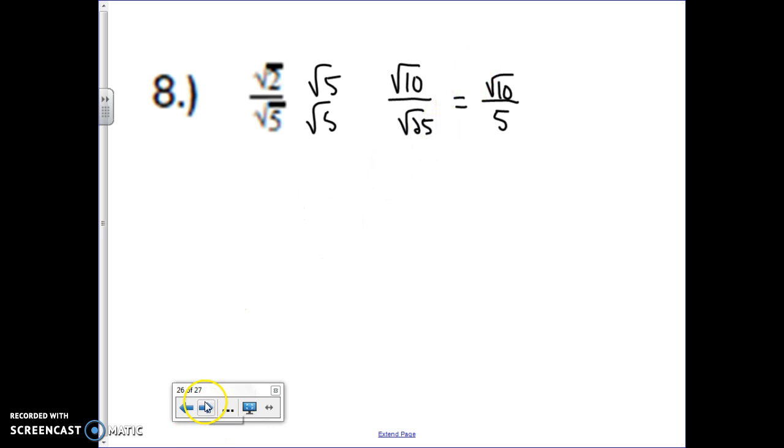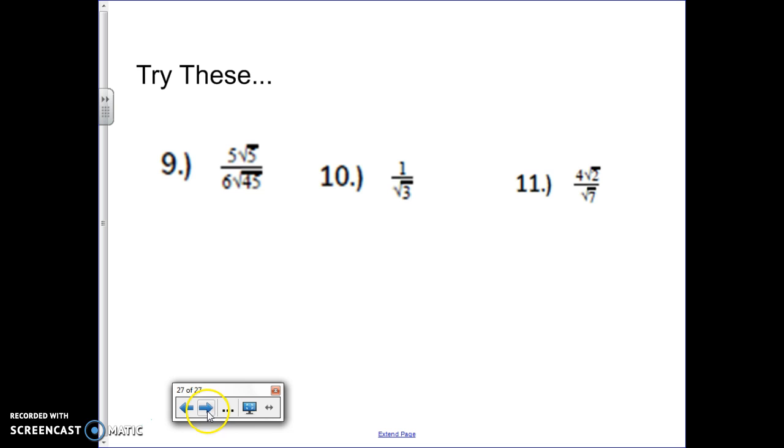What I'm going to ask you guys to do is try the next 3. These are the 3 I want you guys to try to do, and we will talk about them on Monday, guys. Have a great weekend.